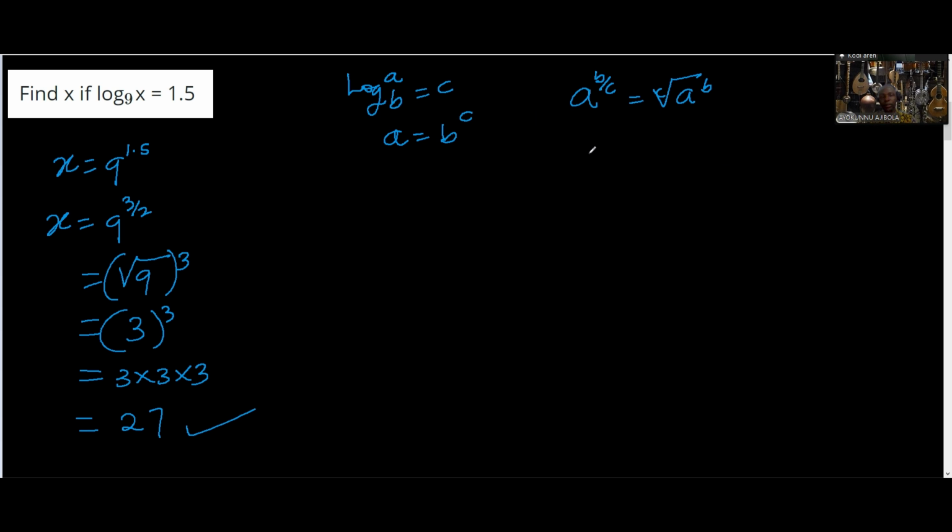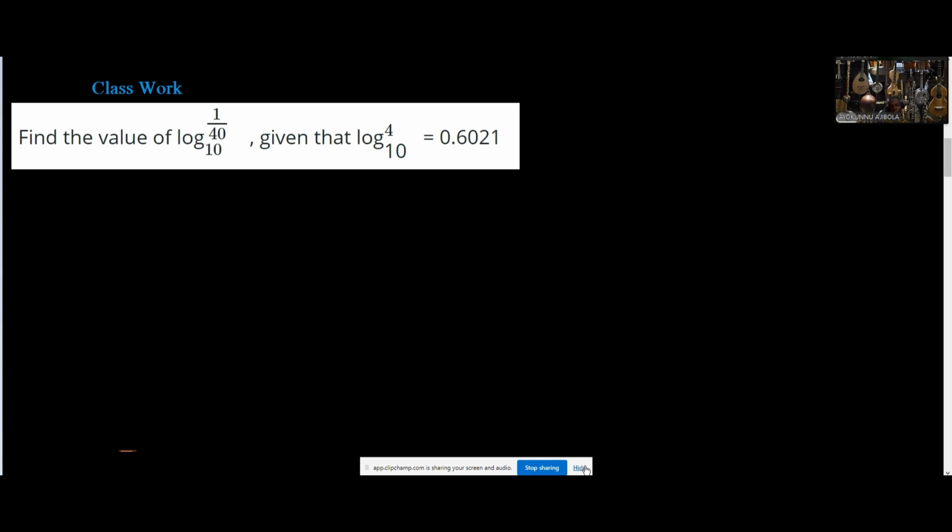Yes, sir. All right, so the question will also be requiring some theory of logarithm in one form or the other. So let me see how this works. It says find the value of log 1 over 40 base 10, given that log 4 base 10 is 0.6021. So having been given this, then we'll work towards achieving this in that particular question. So let's see how we can get them.